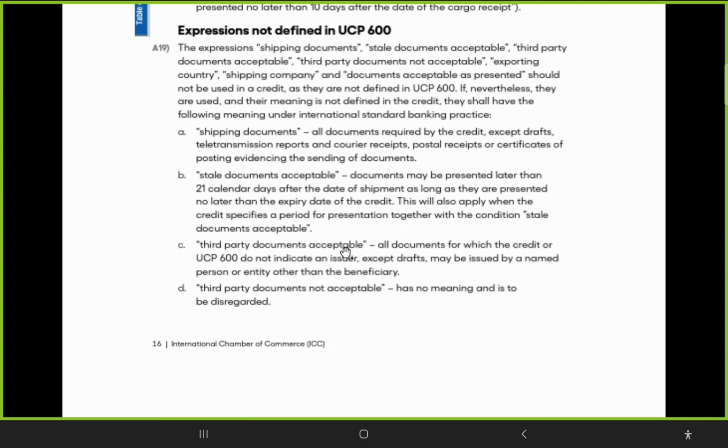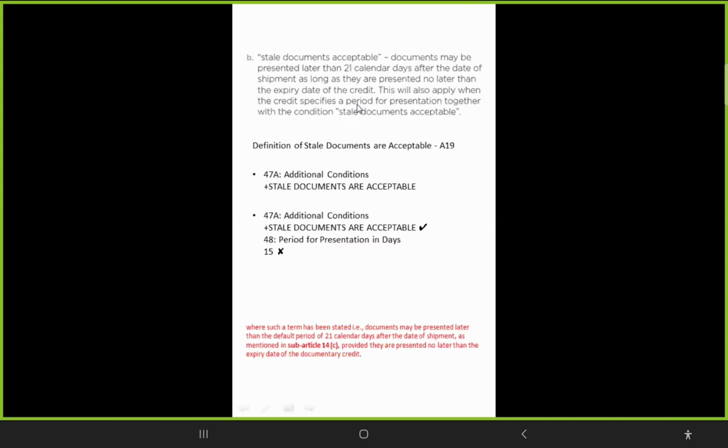So they should not be using this term. Whenever they use this, even if the credit is specifically giving you the period for presentation, it will not be applicable. This would mean the documents can be presented any time before the expiry date. That is the meaning you will get.